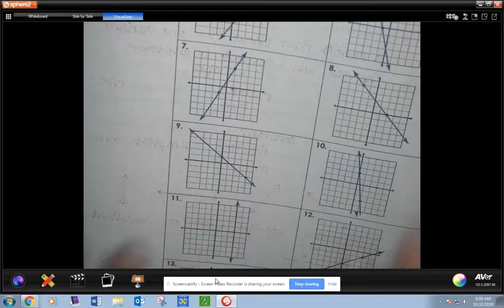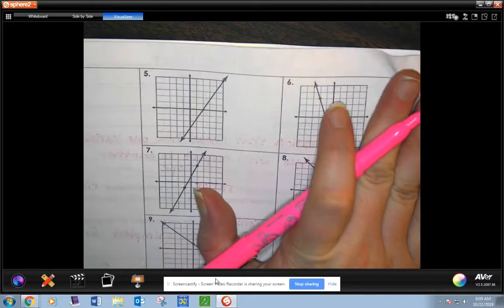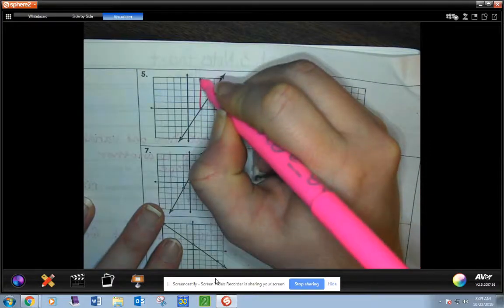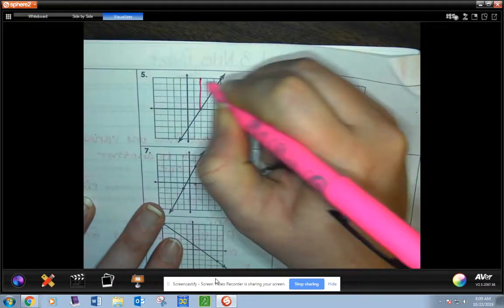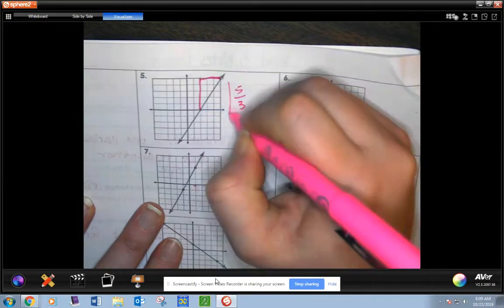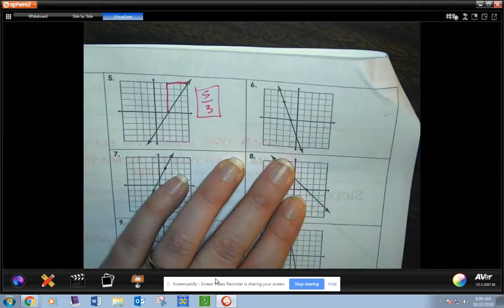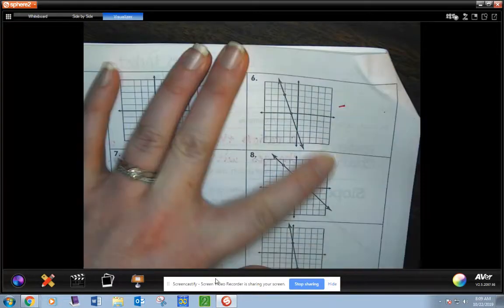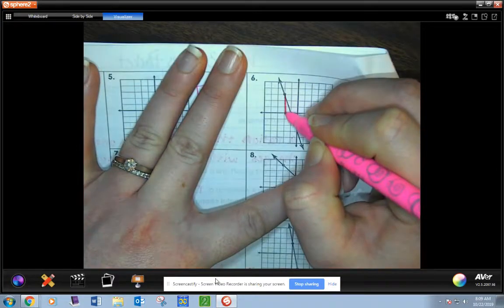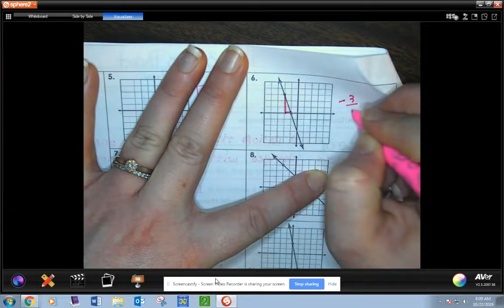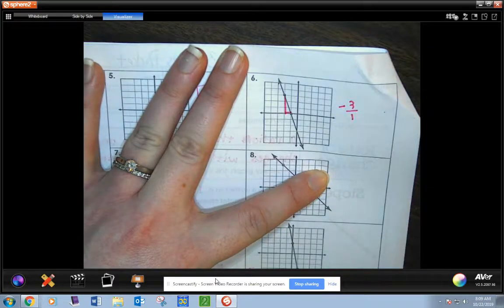All right, so number 5, my first question I'm going to ask you, is it positive or negative? Positive. So if you go dot to dot, how many did you rise? 5, how many did you run? 3. Can 5/3 simplify? No. Okay, 6, is it positive or is it negative? It's negative because it's going downhill. How many did you drop? 3, how many did you run? 1. Flip them, fix it now.